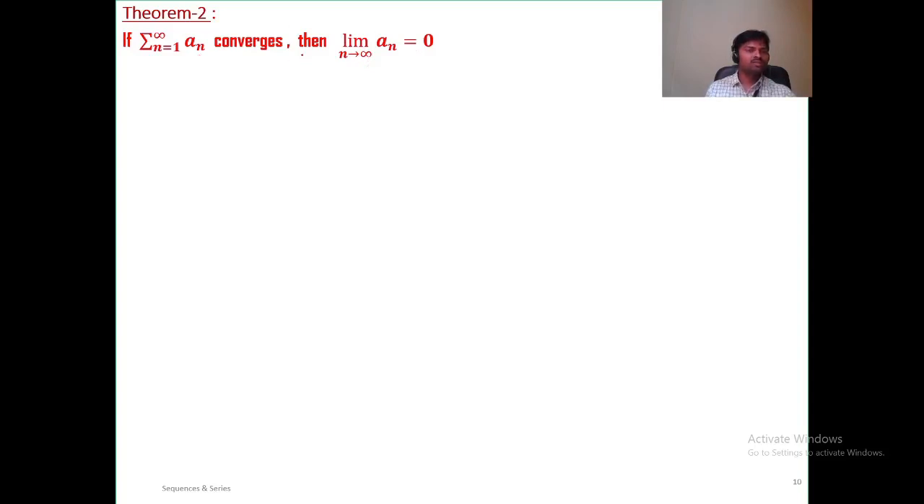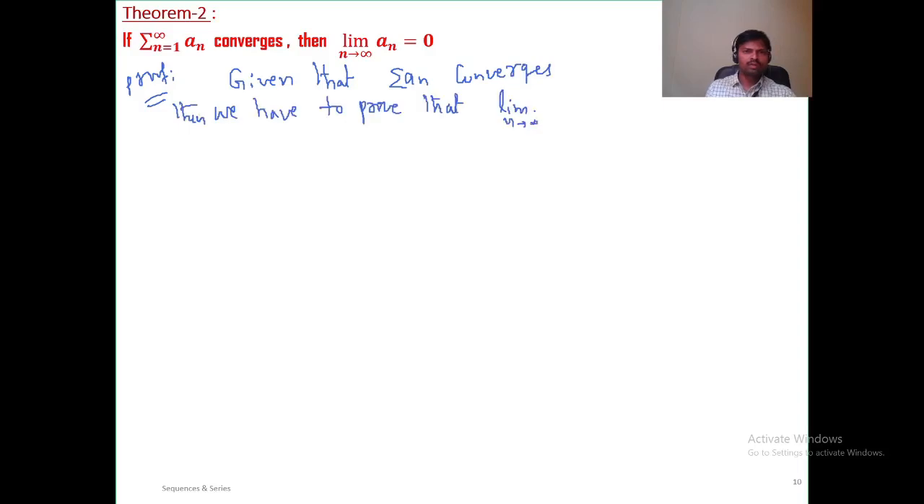Okay. First, what is given? Series should converge. Then what I can comment? I can comment as limit n tends to infinity, AN should be 0. Look at the proof, you will understand clearly. Proof. So given that, listen carefully, given that series AN converges, okay, we have to prove that limit n tends to infinity, AN will be 0. This we have to prove.